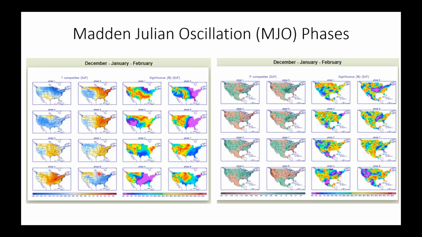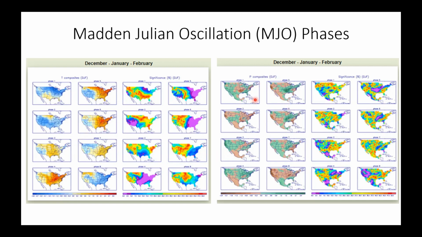And you'll notice here, in the months of December, January, and February, MJO phases 8, 1, and 2 generally give me below normal temperatures for the eastern U.S., whereas phases 4, 5, and 6 give me the greatest warmer than normal temperature anomalies. See that?